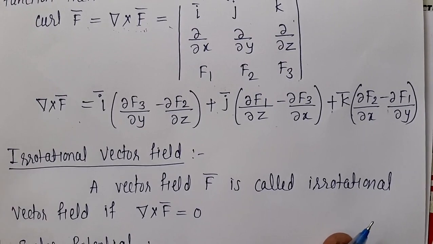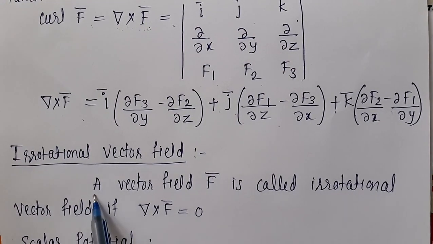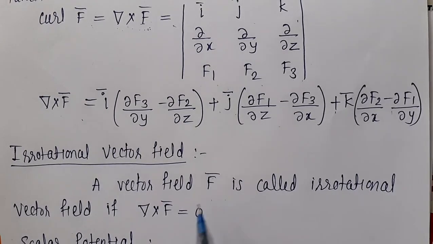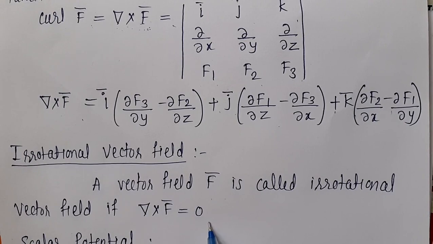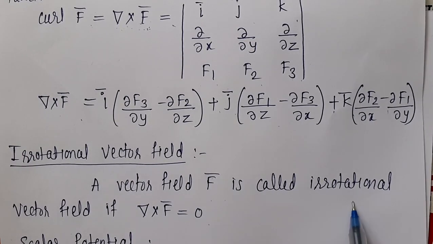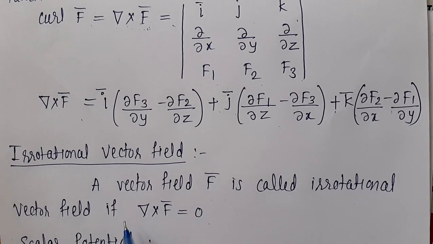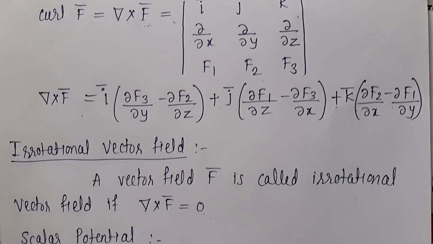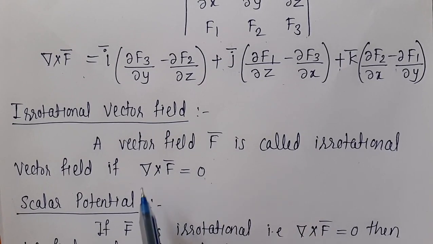Now what is an irrotational vector field? An irrotational vector field is a field in which the curl of the vector is equal to 0. So a vector field f is called irrotational if del cross f is equal to 0. Next, scalar potential. Now if del cross f is equal to 0, it means we will get a scalar potential.